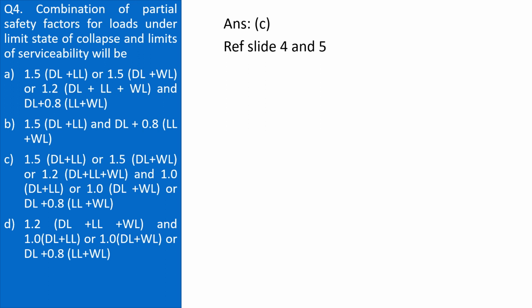1.5 dead load plus live load, or 1.5 dead load plus wind load, or 1.2 dead load plus live load plus wind load in the case of limit state of collapse. Also 1 into dead load plus live load, or 1 into dead load plus wind load, or dead load plus 0.8 live load plus wind load in the case of limit state of serviceability. So C is the correct answer.